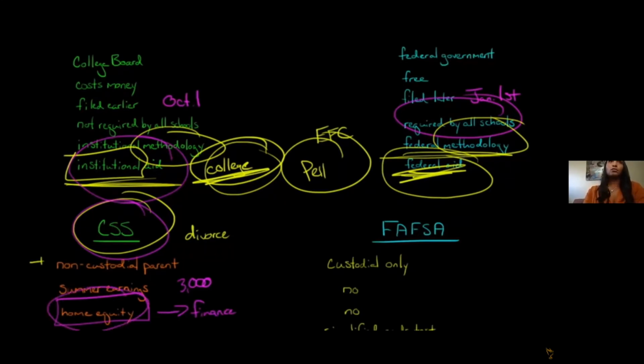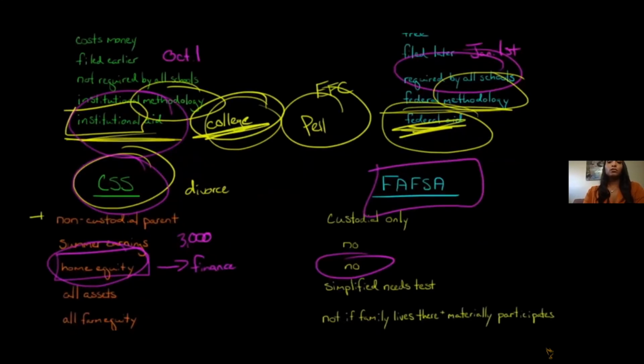So if they have a lot of home equity, that's a bad thing for you in terms of getting institutional aid. The FAFSA, however, does not look at home equity at all. It doesn't even take that into consideration. Now, the FAFSA has a thing called a simplified needs test. I'll make another video on that.